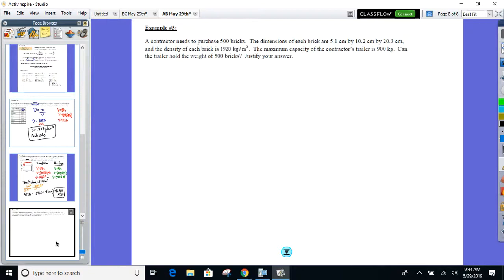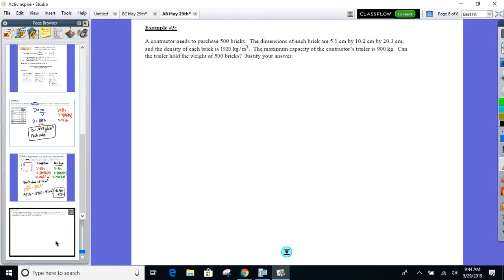All right, here you go, guys. Ready? I got bricks, 500 of them. Each brick is 5.1 by 10.2 by 20.3 centimeters. The density of the brick is 1,000 kilograms per meter cubed. My trailer can only hold 900 kilograms. Can the trailer hold the weight of 500 bricks?